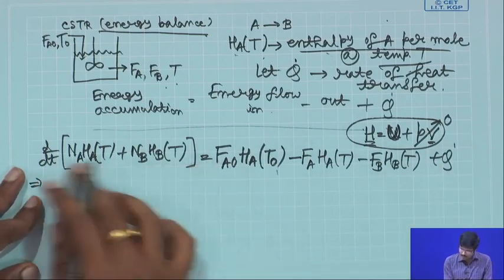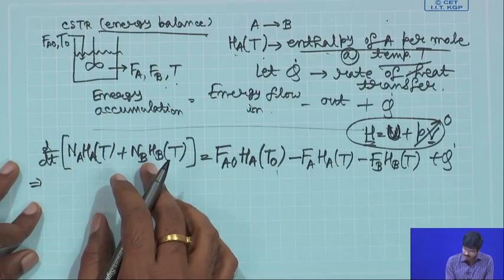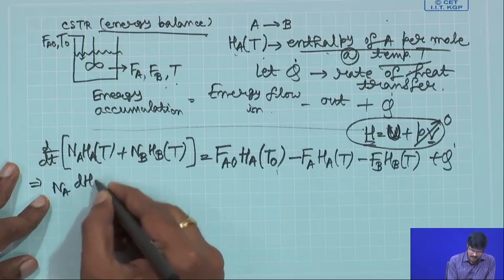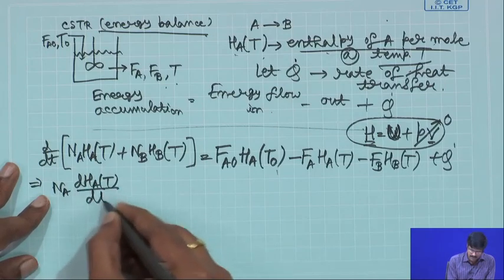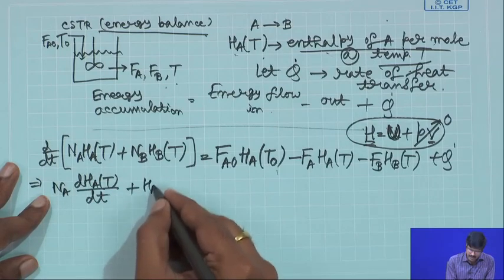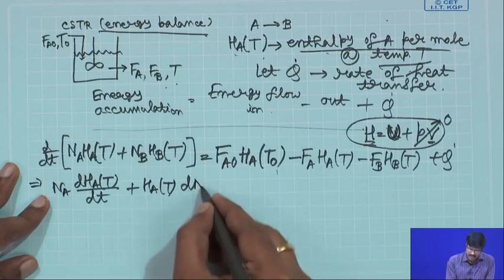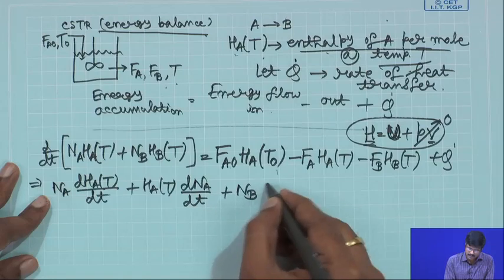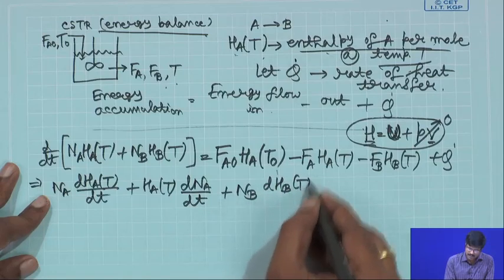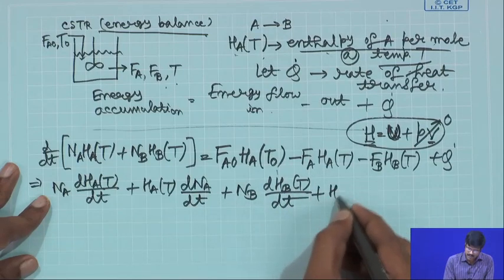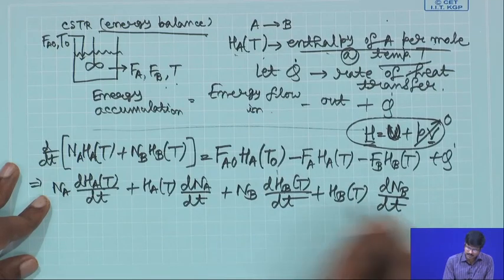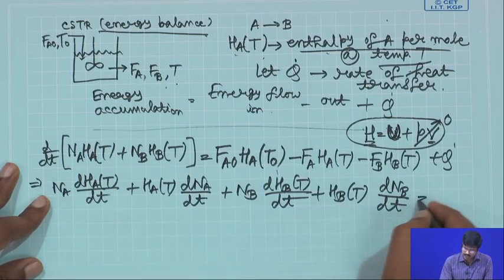So, if you apply the rules for differentiation here, then what you will get? It will be Na dHa/dt plus Ha dNa/dt plus Nb dHb/dt plus Hb dNb/dt, right, equals the right hand side.